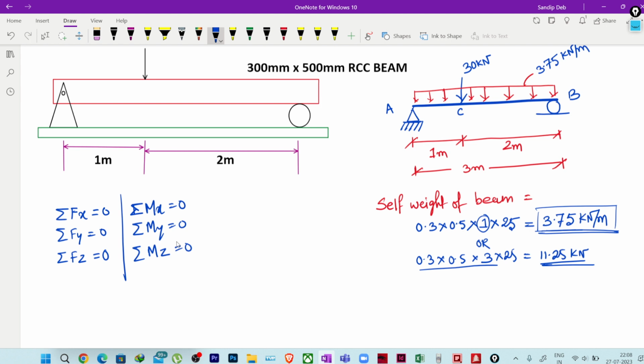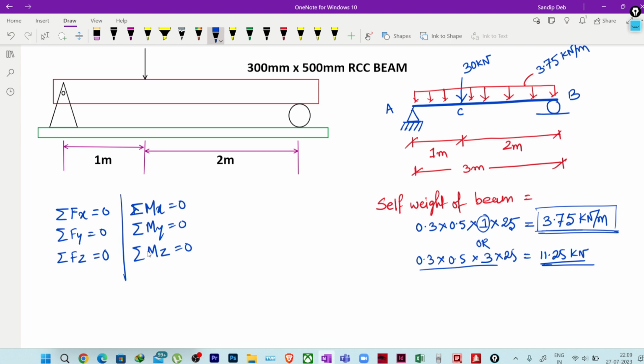That means the summation of all the forces along the x direction will be 0, the summation of all the forces along the y direction will be 0, and the summation of all the forces acting, the external forces and the reactions that we are getting, if we add these, the resultant will be 0. So this is what we have written, as per static equilibrium.